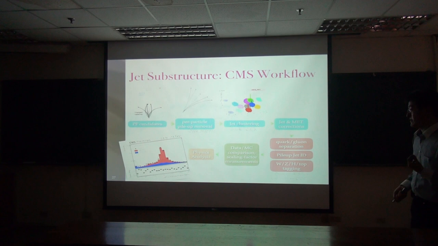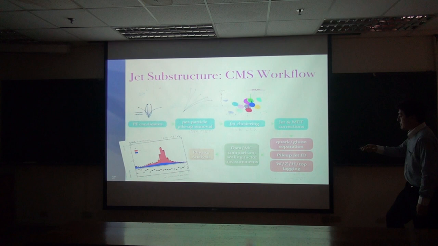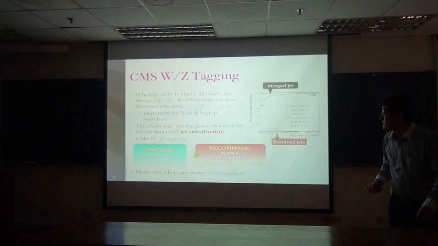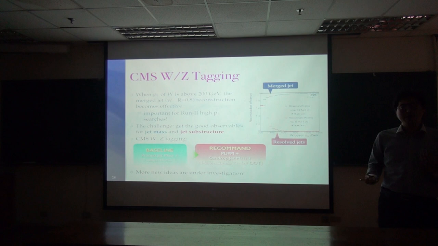So then I'm going to summarize how we actually tag individual objects in the following talk. It will become a little bit more technical, which is okay. The first thing is about how we see W and Z. So W or Z are something like an 85 or 90 GeV object.